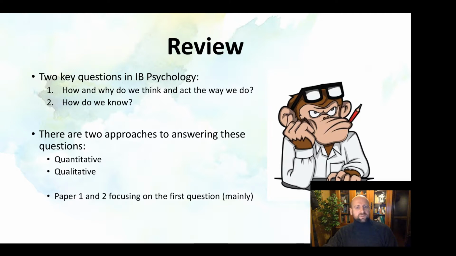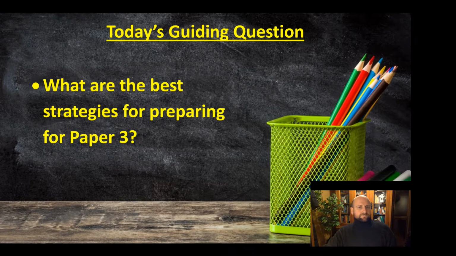Anyway, paper 1 and 2, we're looking at the first question, right? How and why do we think and act the way we do? So biological, social, cultural variables, a little bit of research methods and ethics in there. But paper 3 is really focusing on that second question. How do we know?